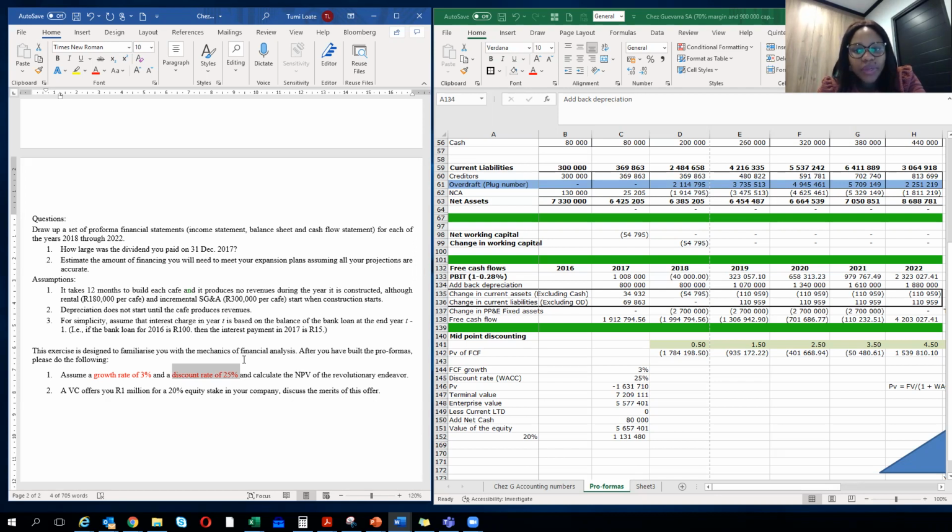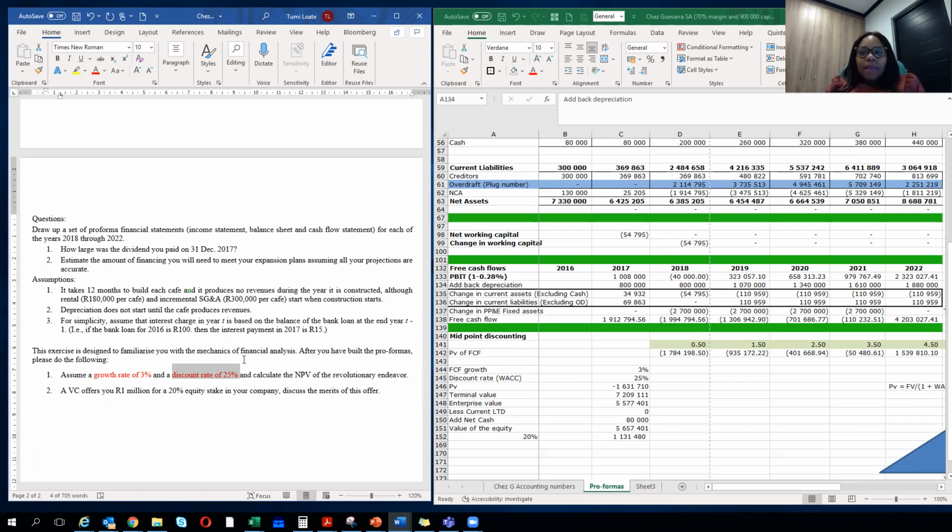From the year 2023 onwards, we need to calculate what is called a terminal value, because the cafes are going to continue to grow at a stable rate of 3% going forward, assuming we don't close all these cafe shops. Okay, let's have a look at how we calculate our free cash flow using the income statement.